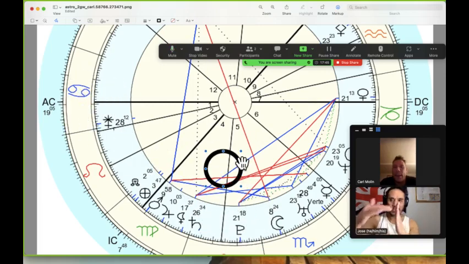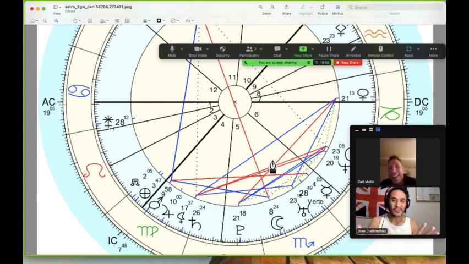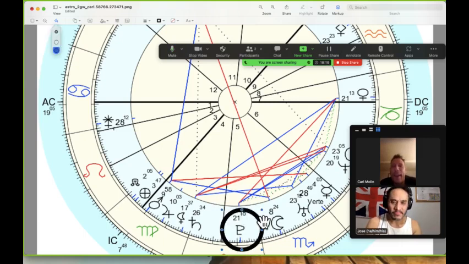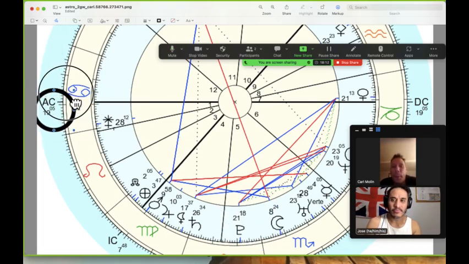You see those red and blue lines? Those are aspect lines. I didn't put everything here, because then you'd see your chart and there'd be so many lines. Right now there's already a lot of lines, but if I had done all of them, it would be so messy. But anyway, so Pluto was square ascendant.